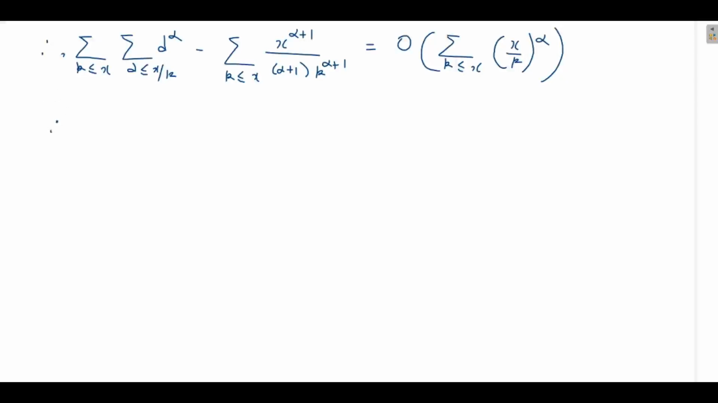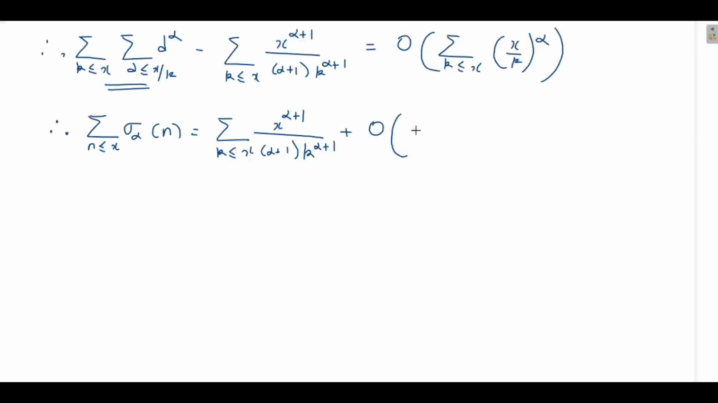Okay, so therefore what you can see here is this part is the sum which we are interested in, that is summation n less than or equal to x, sigma alpha of n. This would be equal to summation k less than or equal to x, x raised to alpha plus 1 upon alpha plus 1 times k raised to alpha plus 1 plus big O of summation k less than or equal to x by k raised to alpha. Okay, let us look at this sum here. Let us call this as 1.